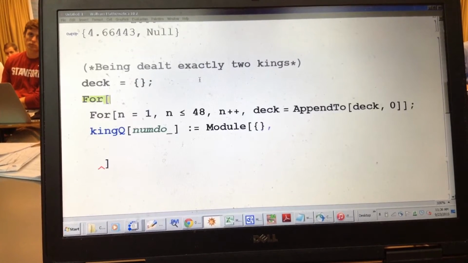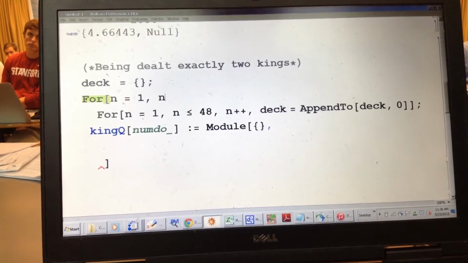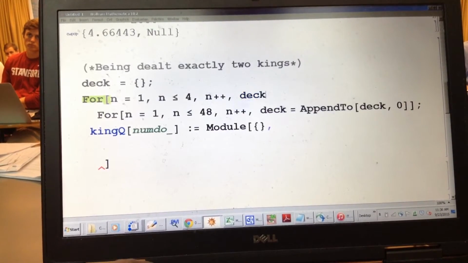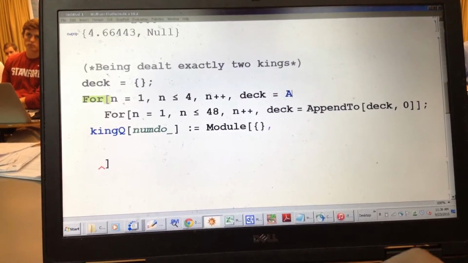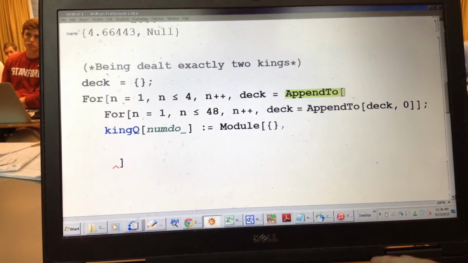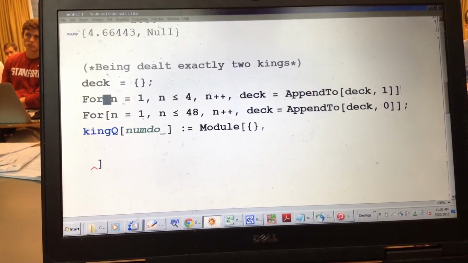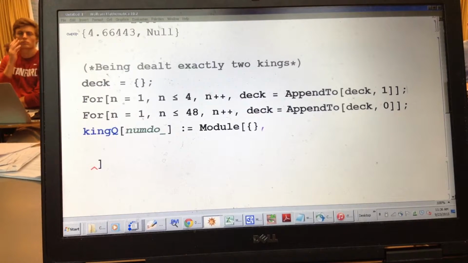Then I could do for n equals 1, n less than equal to 4, n plus plus, dec equals append to dec 1. And so what I'm going to do now is I start off with dec as empty. I then put in 4 1s to represent the kings. Then I put in 48 zeros to represent the non-kings. And so these are lists.